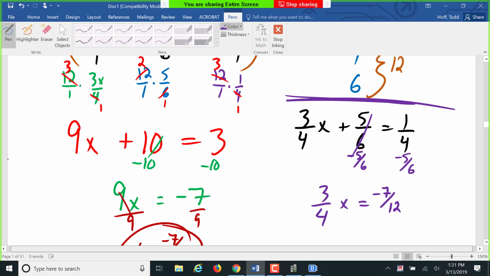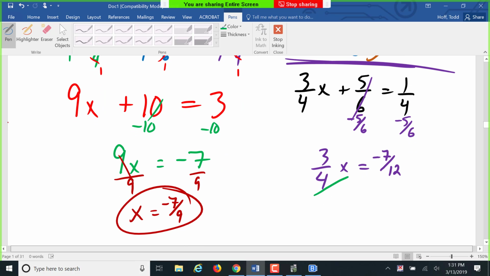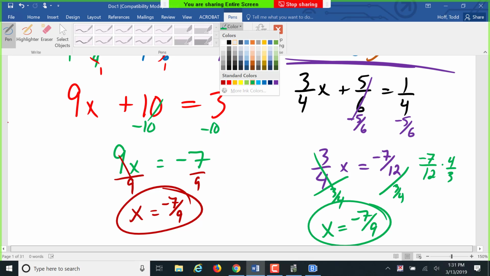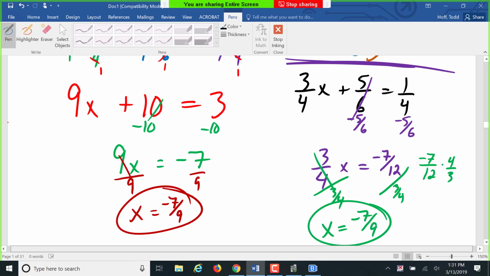And then we would divide by 3/4. Negative 7/12 divided by 3/4 is the same as negative 7/12 times the reciprocal 4 over 3, which is negative 7 over 9, which is the same answer. So because those denominators were numbers, it didn't matter whether we multiplied by that common denominator to get rid of the fractions, or if we just use the fractions.